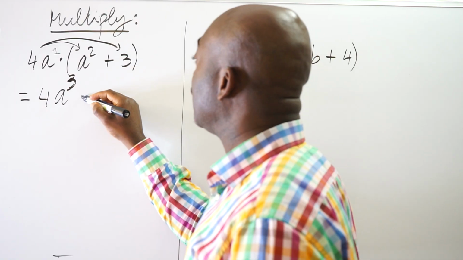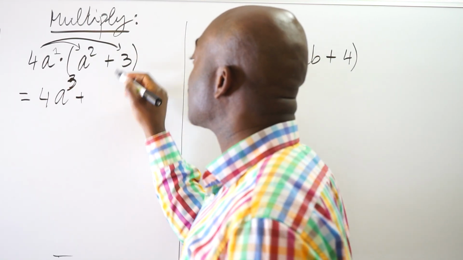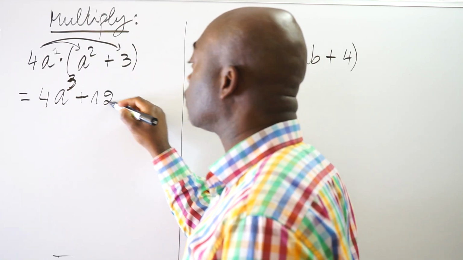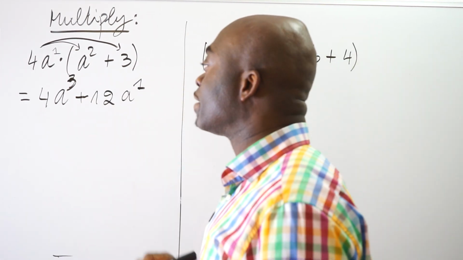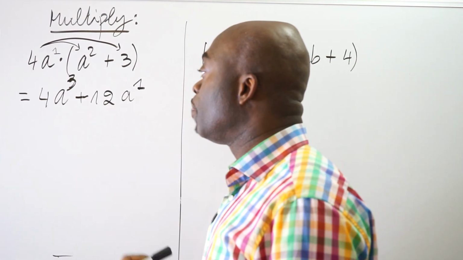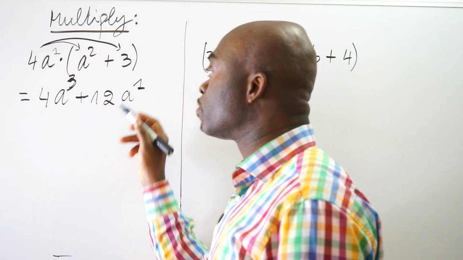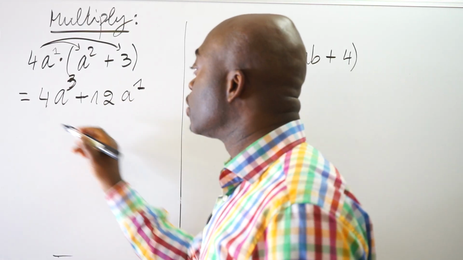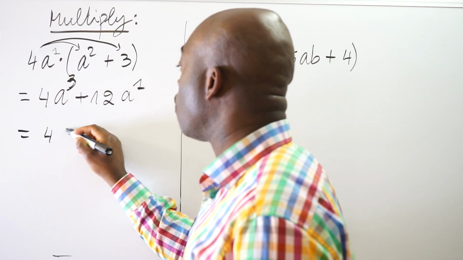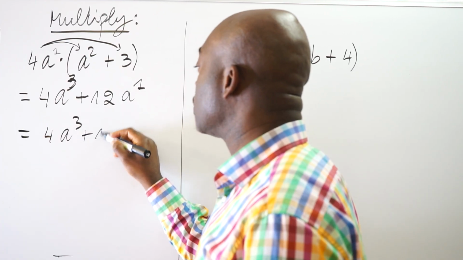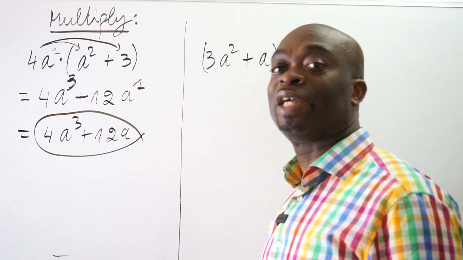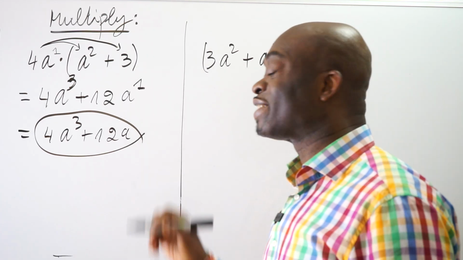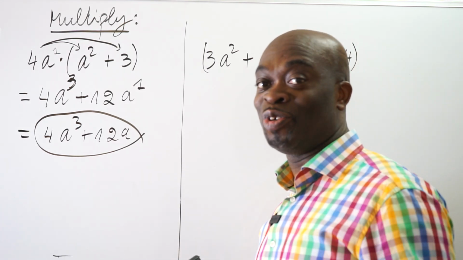Then plus 4 times 3, which is 12, and then a to the power 1. Is there anything else to combine here? No, because we cannot add these two variables. They don't have the same powers. So your final answer is 4a to the third plus 12a. And ladies and gentlemen, you are finished. You don't need to put the invisible one there. Once it's not there, we know it. You know it as well.